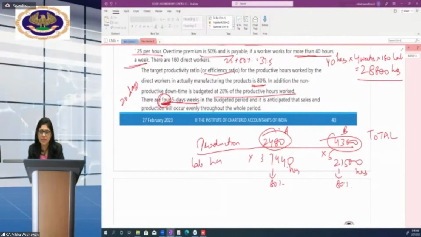I'm repeating, 744 hours is required to produce 2480 units. If I talk about product A, the laborers were only 80% efficient. They must have taken more time to produce 2480 units. The standard time was 7440, but the laborers were only 80% efficient.